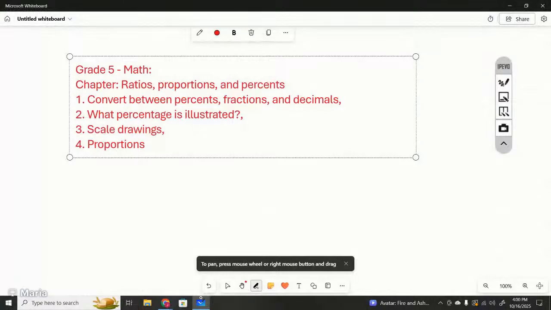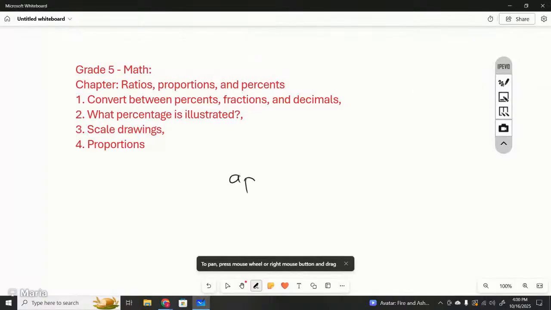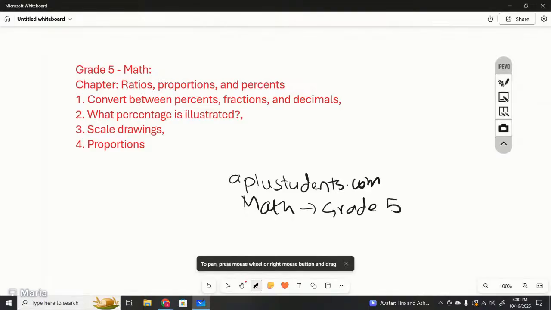We are here for grade 4 math. You can find all the lessons on aplusstudents.com. You have to log in there using your email address and the password provided by the administrator. Then you have to select math from the subject tab. Scroll down to grade 5 math and then click on view all lessons.